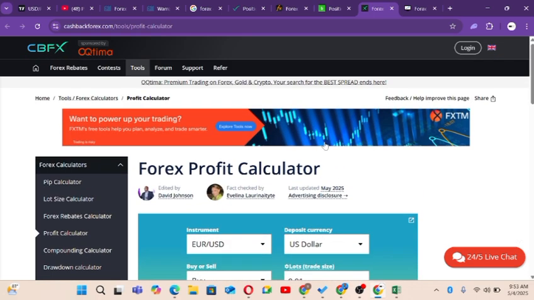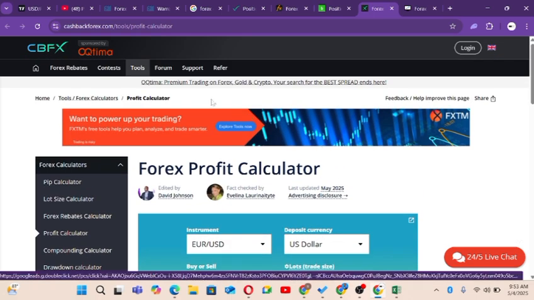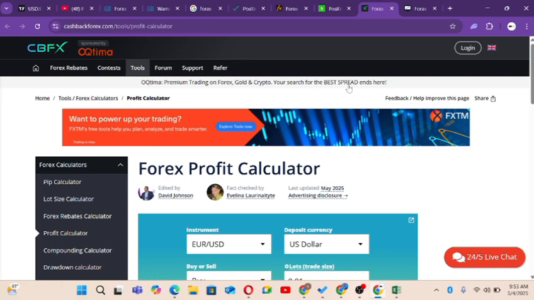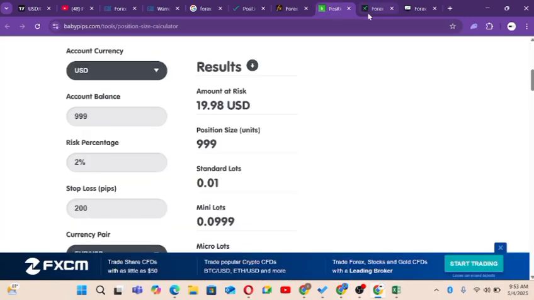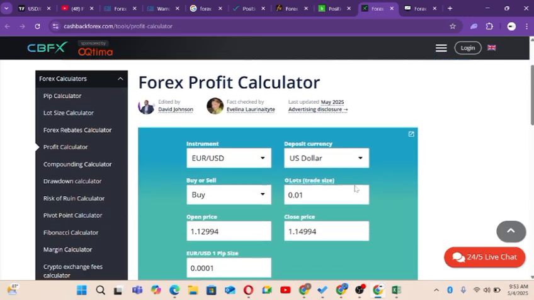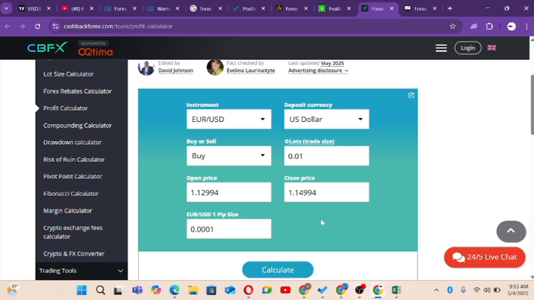So this is CBFX, that is cashbackforex.com. There are many, but I just like this one. But I think this will be fine if you want to know how much you'll be making, if you want to know your profit. So this one will be fine also.